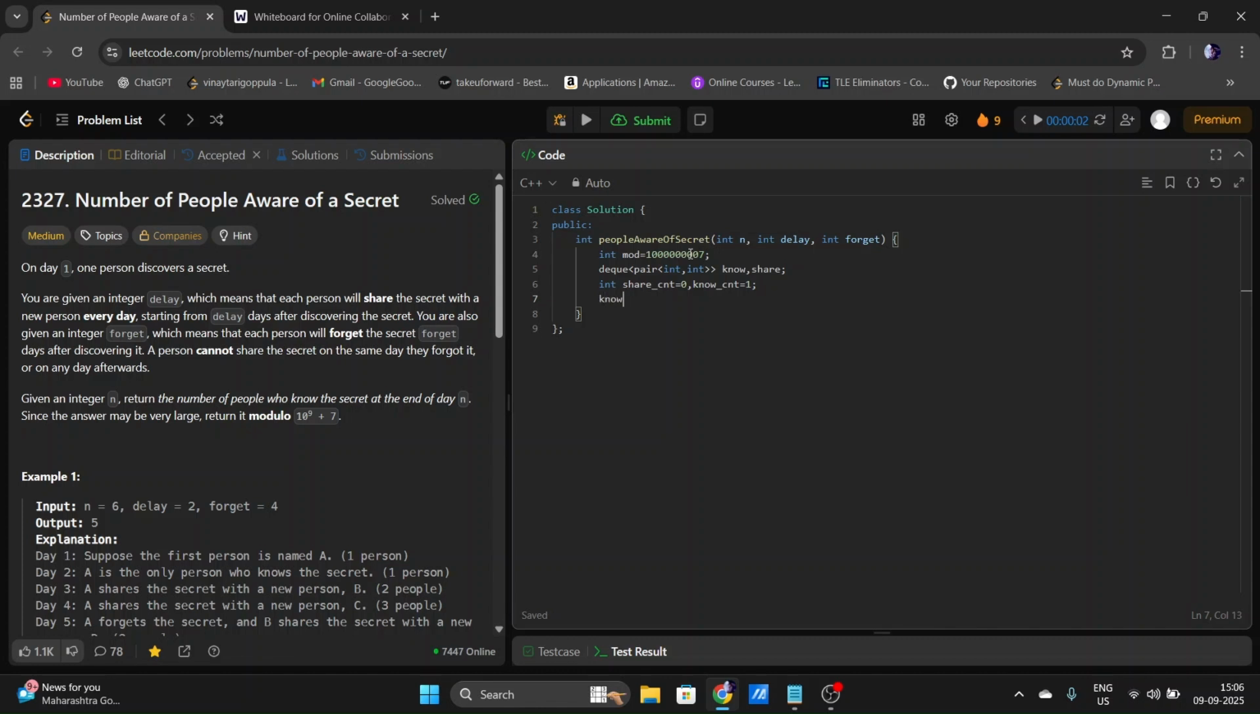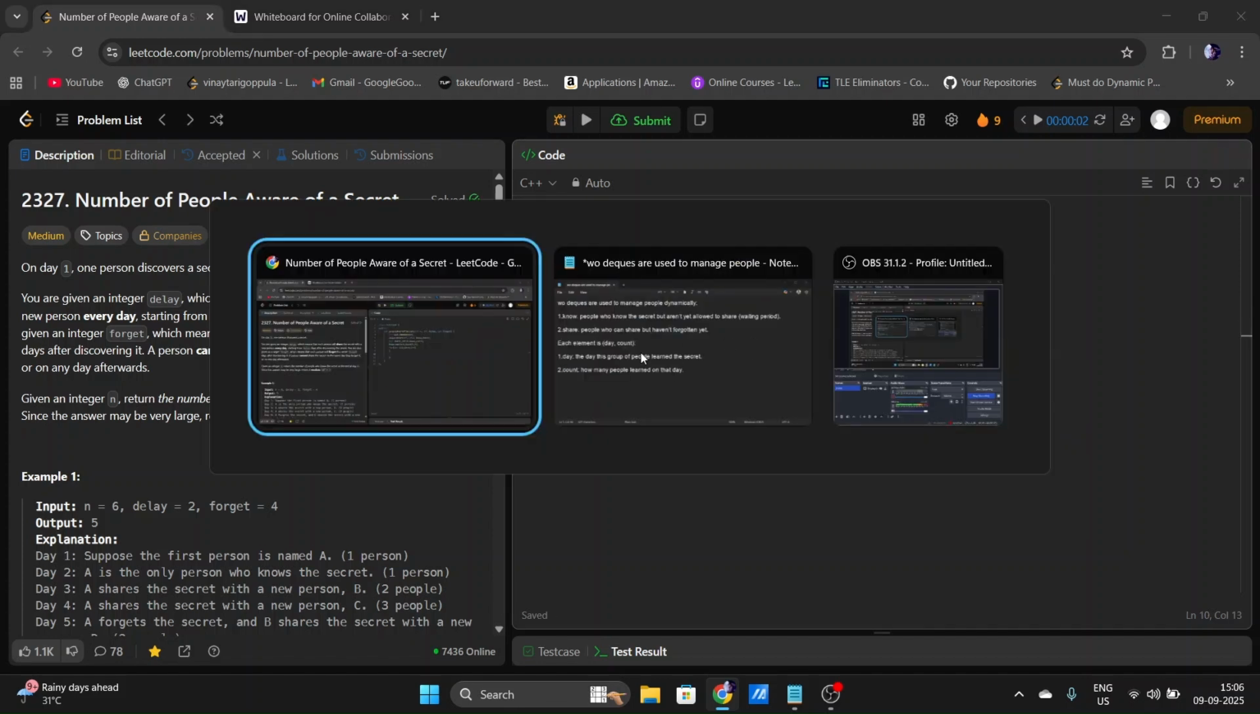And in the DQ we will emplace back the first person. This is the day: on the first day, the number of persons who know is 1. That's it. And we will loop from i equal to 2 to i less than or equal to n, i plus plus. So there are three cases.